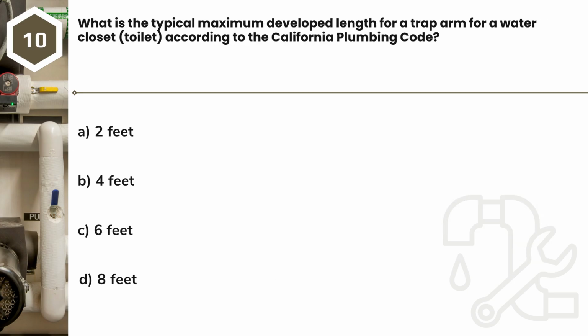Question 10. What is the typical maximum developed length for a trap arm for a water closet, toilet, according to the California Plumbing Code? A. 2 feet. B. 4 feet. C. 6 feet. D. 8 feet.